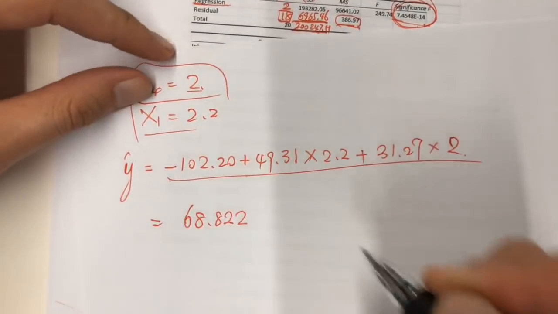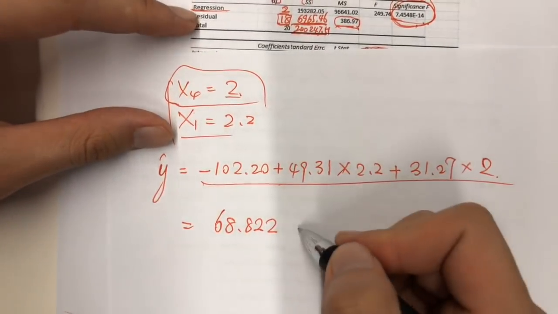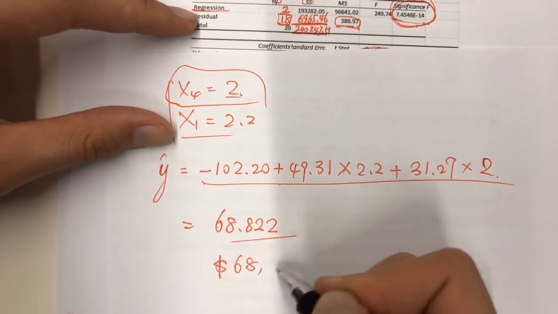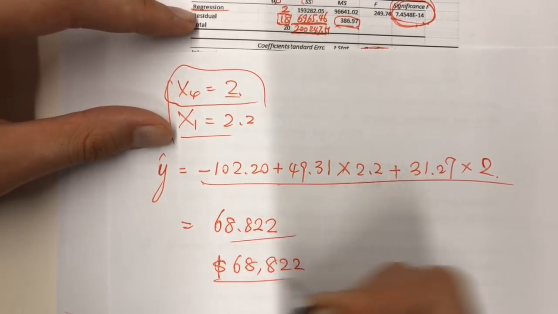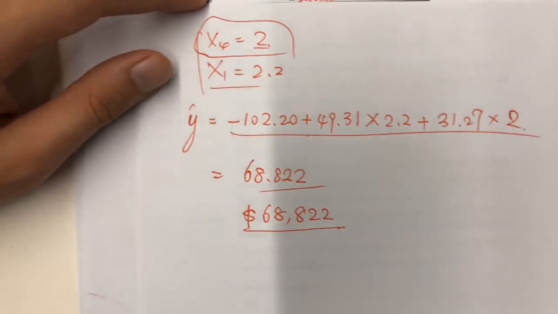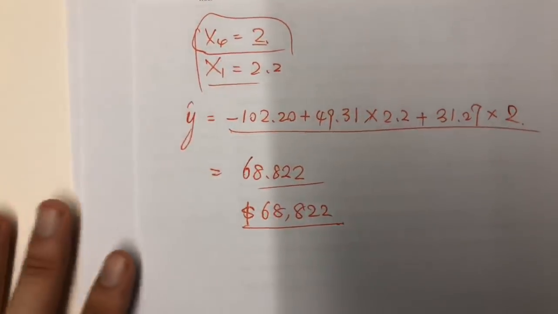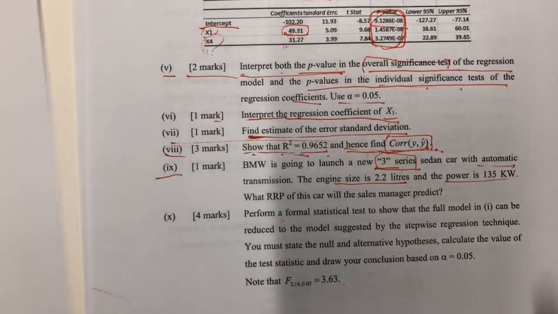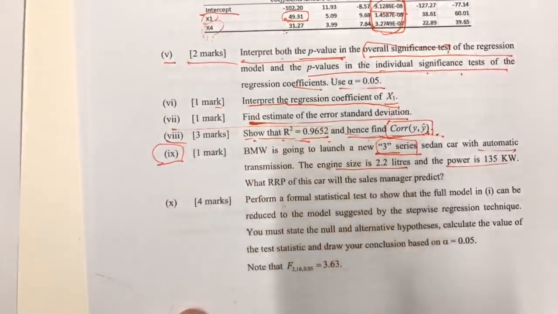All right, but finally, you need to convert it into dollars, right? So it's in $1,000, so $68,822 for this specific sedan car. Okay, thank you. You all got the right answer. All right, so that's all about question 9.